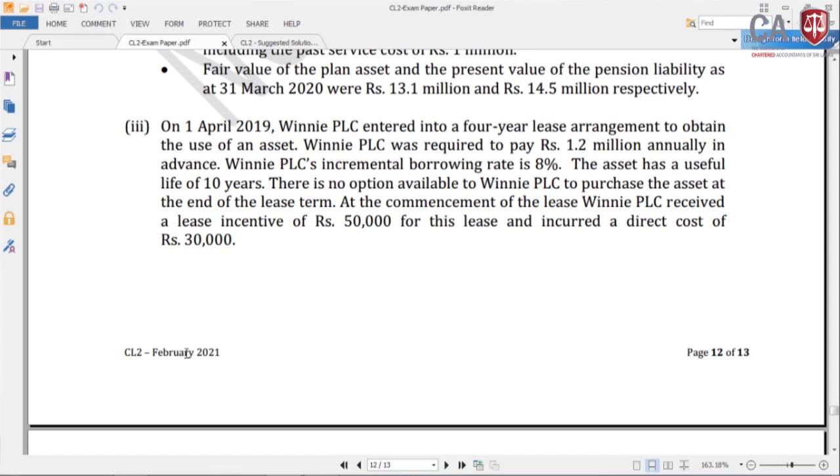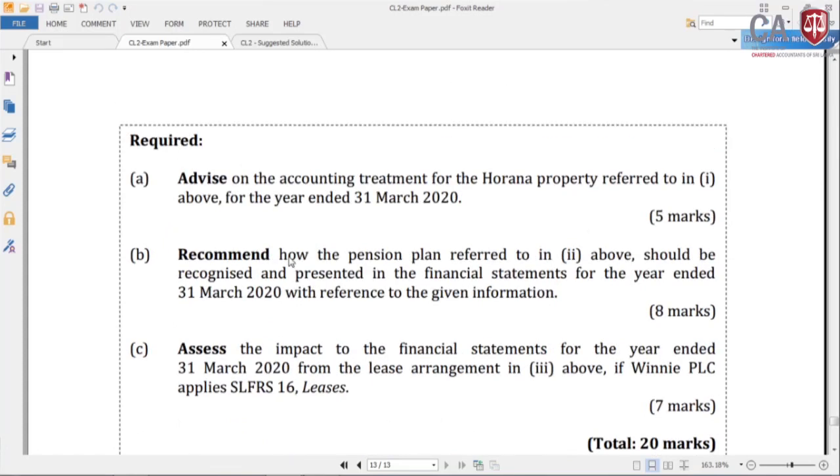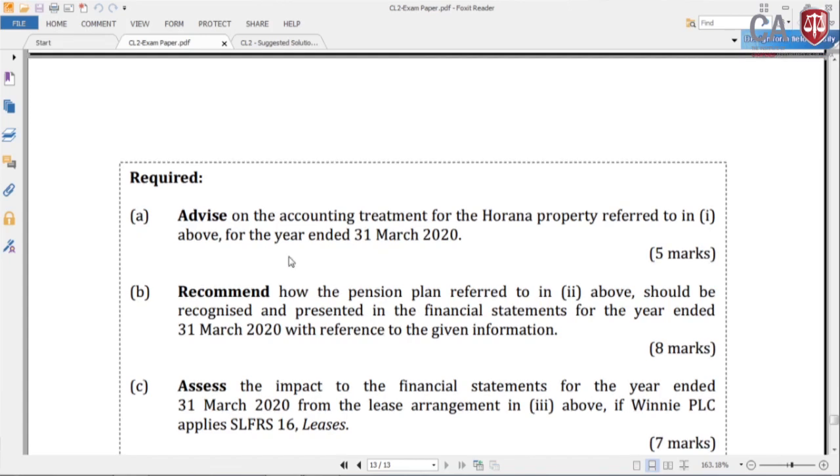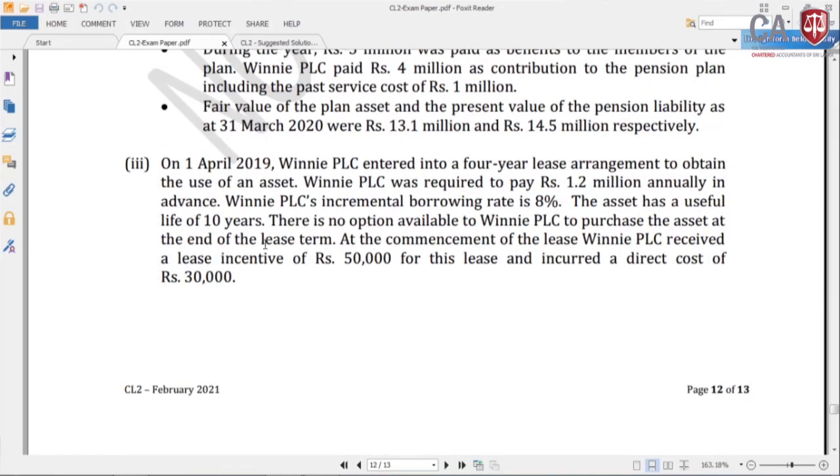There is no option available to Winnie PLC to purchase the asset at the end of the lease term. At the commencement of the lease, Winnie PLC received a lease incentive of 50,000 rupees for this lease and incurred a direct cost of 30,000. Assess the impact to the financial statements for the year ended 31st March 2020 from the arrangement in 3 above. Right, impact to the financial statements.